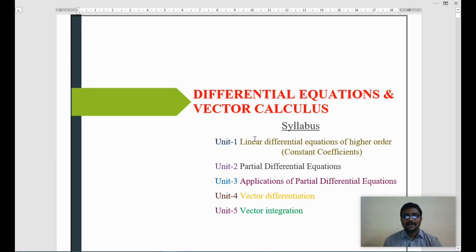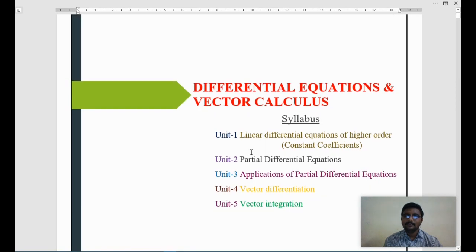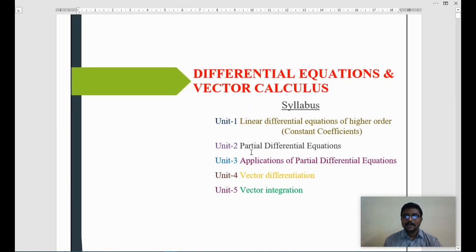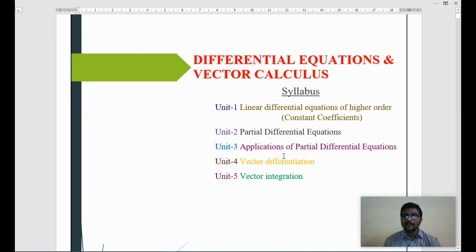Syllabus. Unit 1, linear differential equations of higher order with constant coefficients. Unit 2, partial differential equations. Unit 3, applications of partial differential equations. Unit 4, vector differentiation. Unit 5, vector integration. So these are the units related to DE and VC.